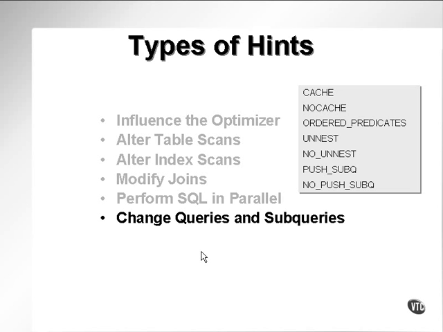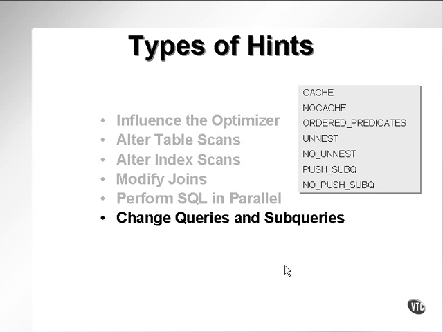Hints for changing queries and subqueries are somewhat complicated. All I'm going to do is try to explain them. The cache and no cache hints simply specify that blocks read for cache are placed in the most recently used end of the LRU buffer, the database buffer cache, and for no cache, the opposite, the least recently used end of the database buffer cache.